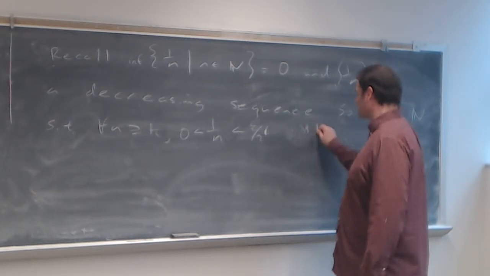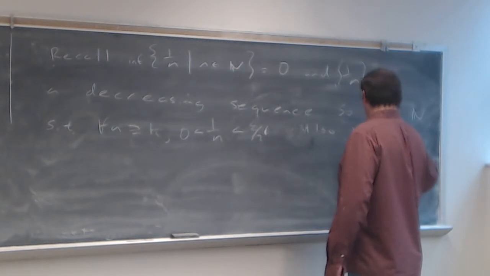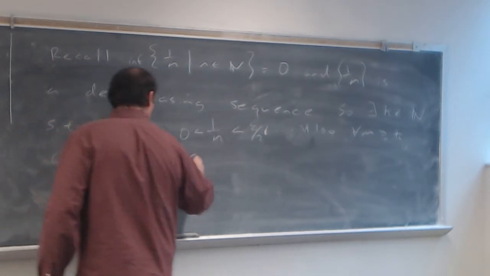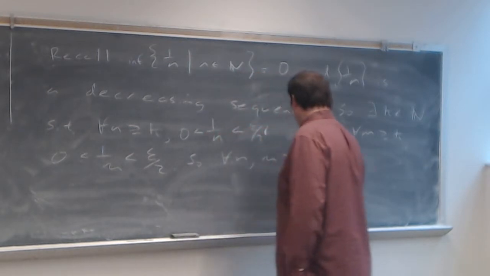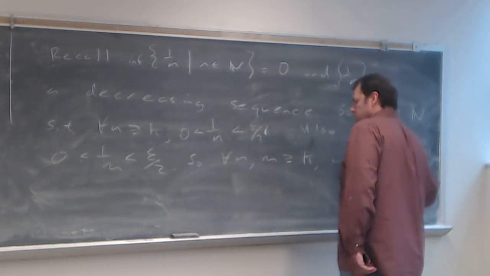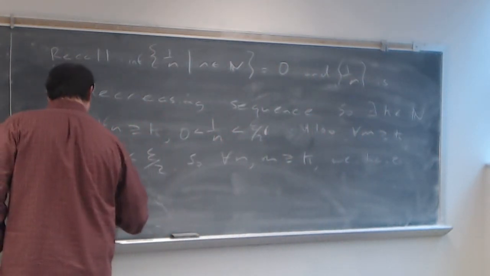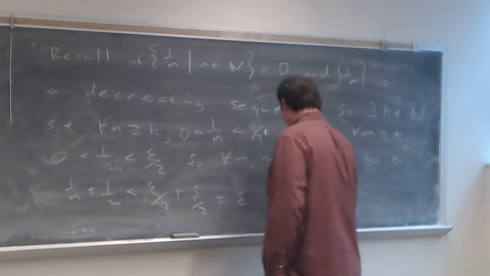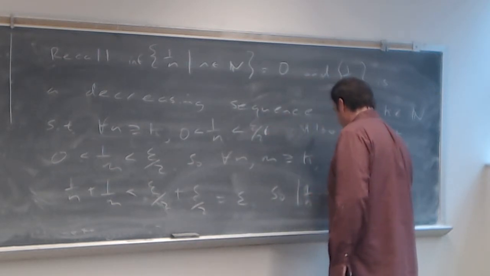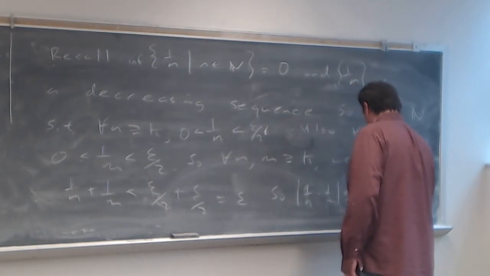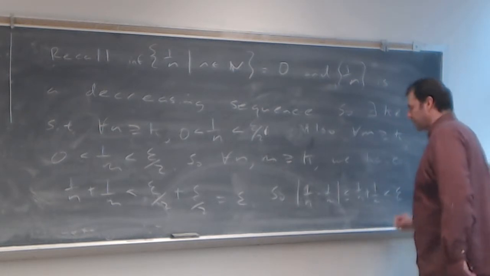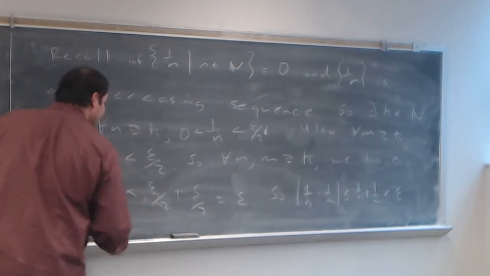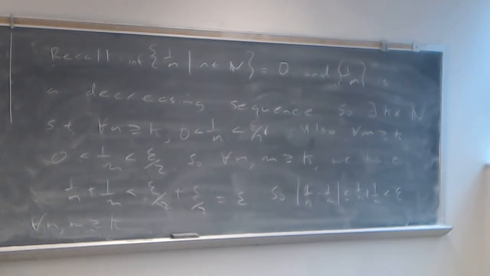So, also, for all m greater than or equal to k, 0 is less than 1 over m is less than epsilon over 2. So for all n and m greater than or equal to k, we have 1 over n plus 1 over m. So if I add these two smaller guys, they're less than the addition of the two bigger guys, which equal epsilon. So that says that 1 over n minus 1 over m, which is less than or equal to 1 over n plus 1 over m, is less than epsilon. And that's not true all the time, but it's true for all n and m greater than or equal to k. That's what we needed to show, because that's what the definition tells us to show for a Cauchy sequence.